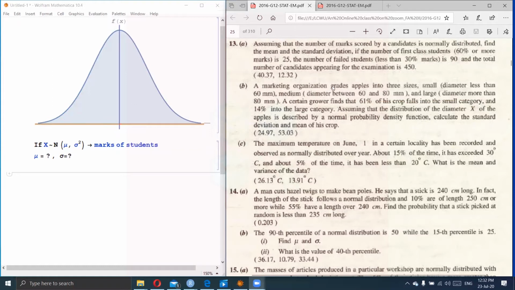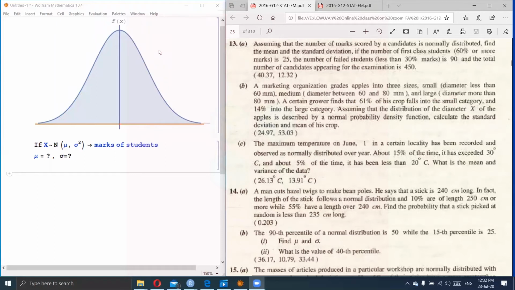A marketing organization grades apples into three sizes: small, diameter less than 60 mm, medium, diameter between 60 and 80 mm, and large, diameter more than 80. A certain grower finds that 61% of his crops fall into the small category.